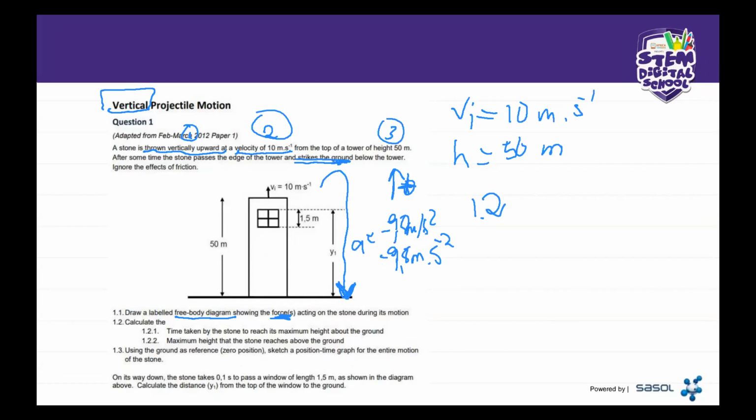Okay, so moving on to the next question. It says here, calculate the number 1.2.1, the time taken by the stone to reach its maximum height above the ground.